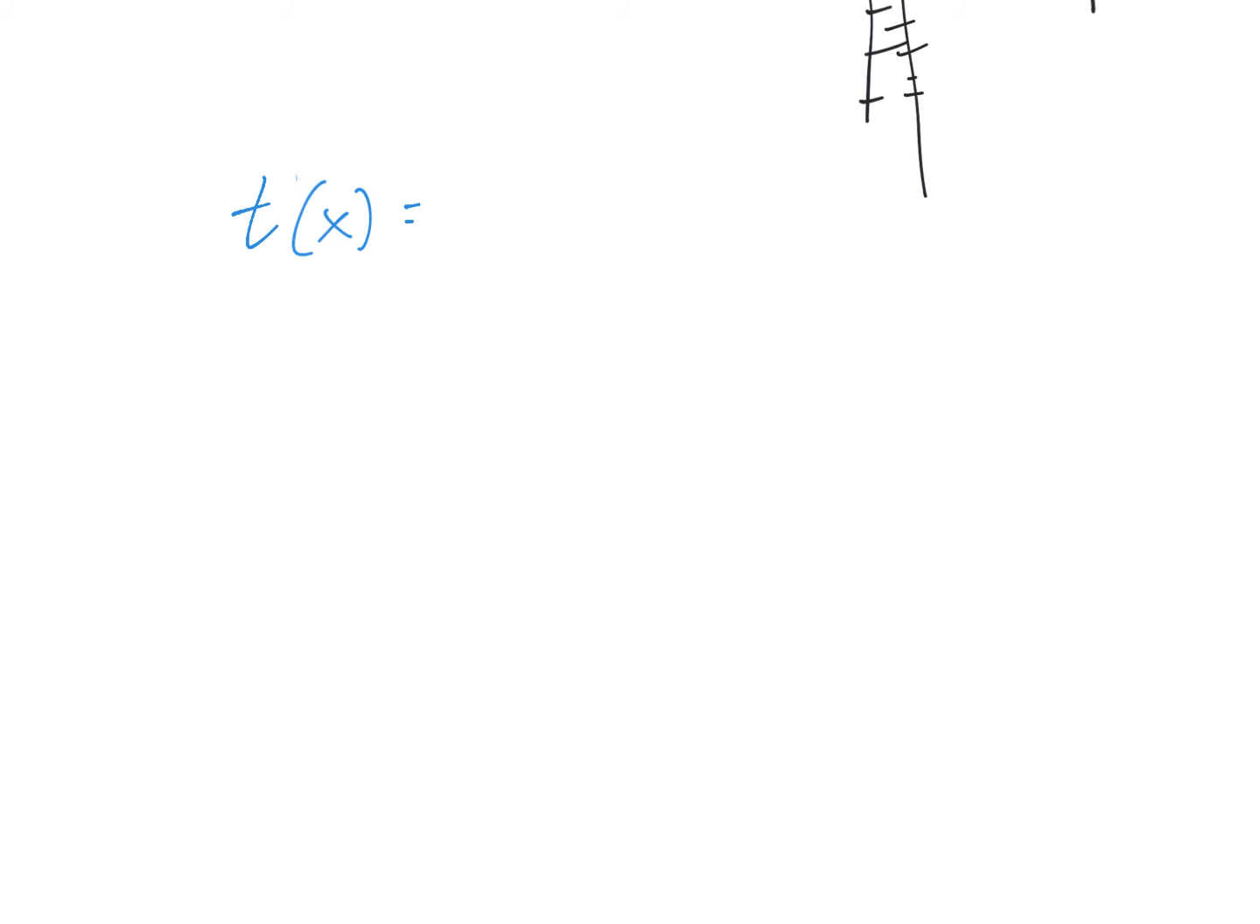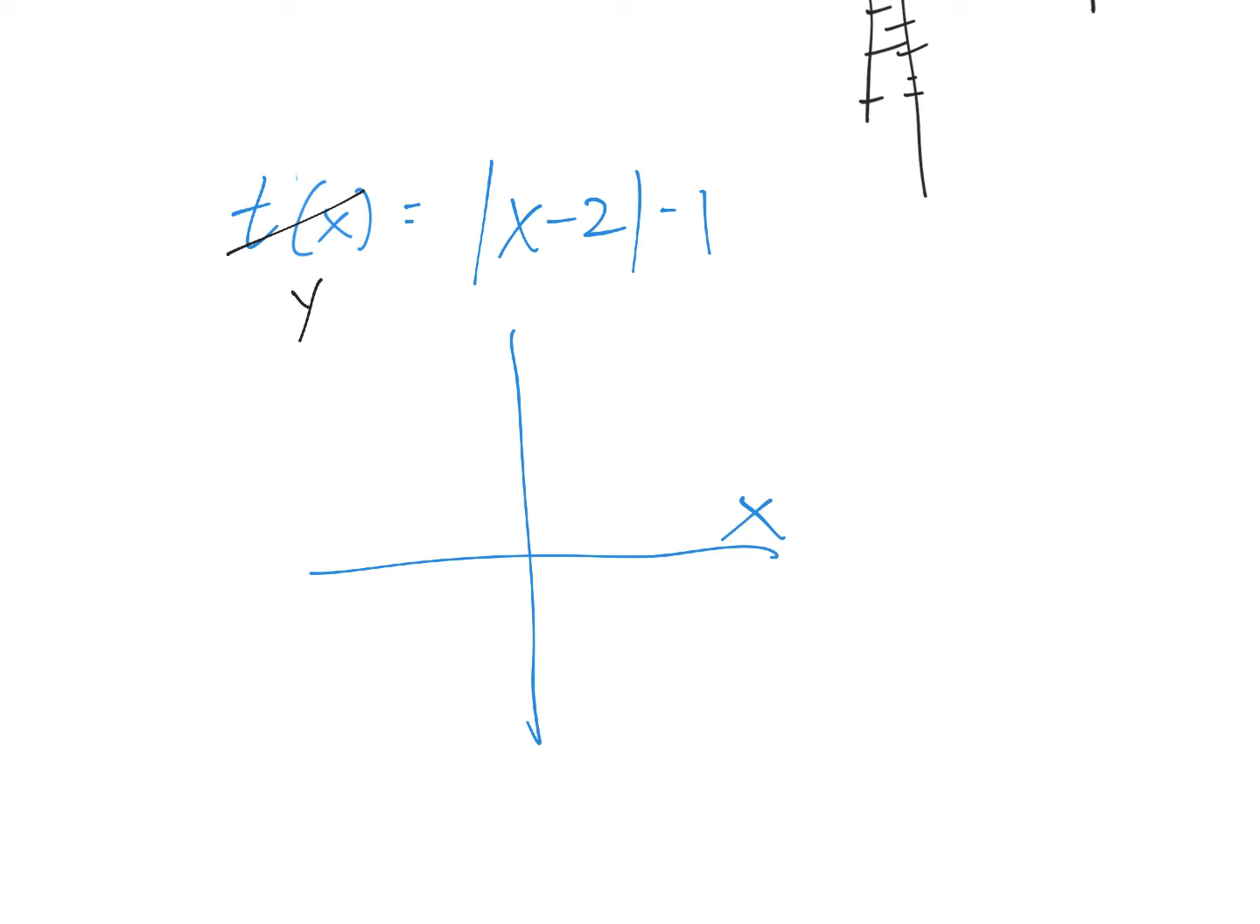What is t of x? Hopefully everyone remembers that it is just y, right? So if we wanted to, we could just mark this out and say that's y. So let's do t of x equals the absolute value of x minus 2, and then let's do minus 1. We're going to draw our coordinate plane, your X and your Y. Draw some lines here.